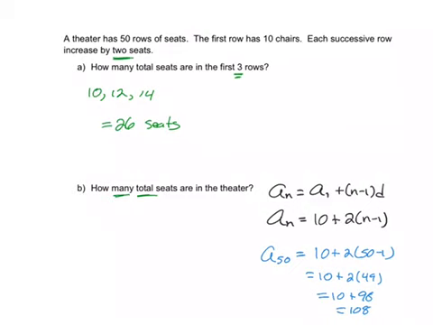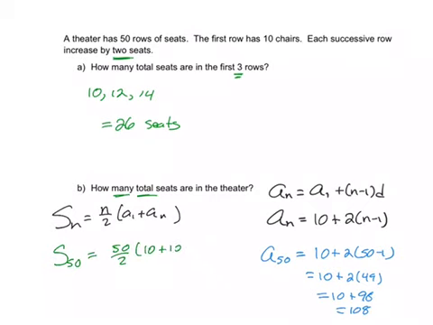Again, I'm going to use now the formula for arithmetic series: s sub n equals n over 2 times a sub 1 plus a sub n. So s sub 50, the first 50 rows, equals 50 divided by 2 times 10 plus 108. 25 times 118, that's 2,950. That's it.